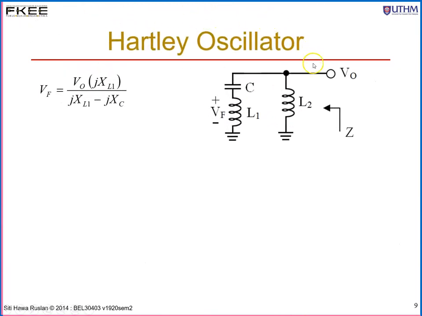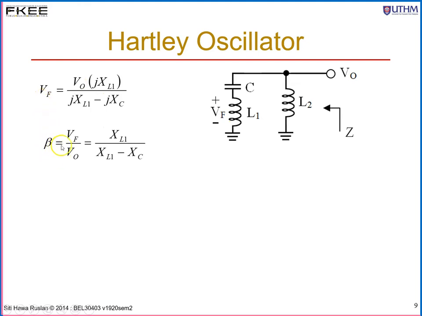We have redrawn the feedback circuit just now. L2 is parallel with C and L1. So we want to find VF in terms of VO. Your VF is just the voltage across L1, from this node to ground, while across C and L1 is your VO. So using a voltage divider, your VF is equal to VO multiplied by jXL1 divided by jXL1 minus jXC, which are these two impedances. Okay, simplify this, bring over VO to the bottom.